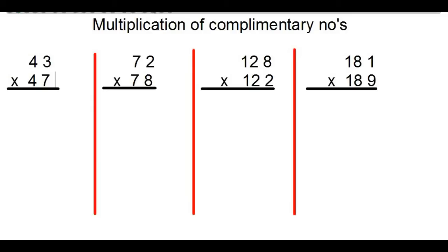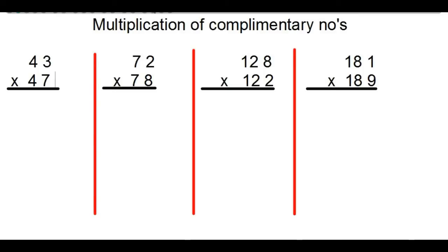For example, 43 and 47. As you can see here, the units place of the first number is 3 and the units place of the second number is 7. 3 plus 7 is equal to 10. So units places add up to 10 and the remaining number, that is 4 and 4, tens place 4 and 4, are equal. So these 43 and 47 here are referred to as complementary numbers.